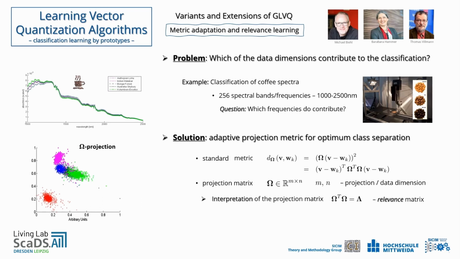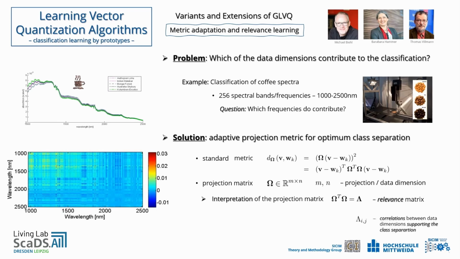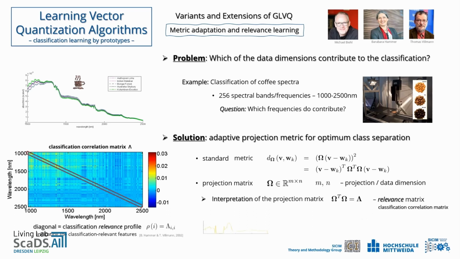So we can interpret this projection matrix in the following way. It is a relevance metric or classification correlation metric. The correlations which support the classification are the respective entries in this matrix. Further, we can take the diagonal or the sum of the matrix, and so we get a classification influence profile of the features. So we can decide which of the frequencies contribute to the respective class decision.